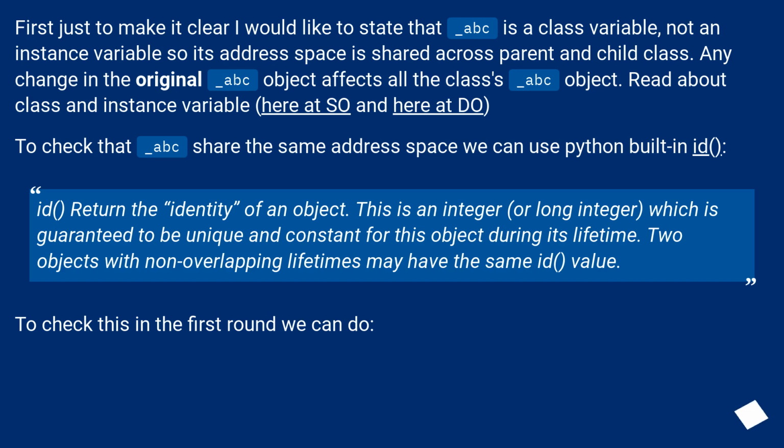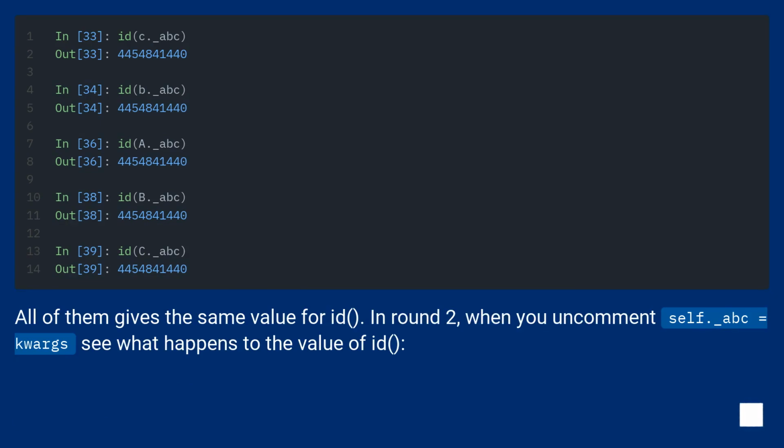To check that _ABC share the same address space, we can use Python built-in id. Id returns the identity of an object. This is an integer, or long integer, which is guaranteed to be unique and constant for this object during its lifetime. Two objects with non-overlapping lifetimes may have the same id value. To check this in the first round, we can do this. All of them give the same value for id.